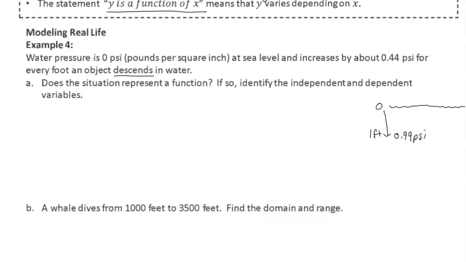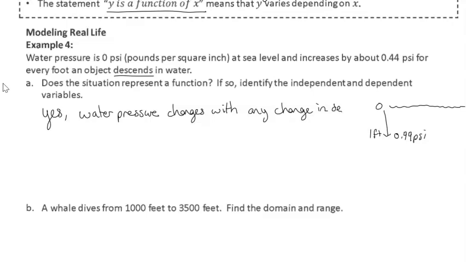All right, so does it represent a function? Okay, so it's yes. And the reason why is because the water pressure changes with any change in your depth. So each depth of the ocean, every amount you go down has a different water pressure. So each input has exactly one output.